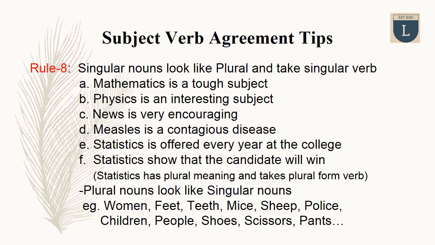Plural nouns look like singular nouns. Examples: woman, feet, teeth, mice, sheep, police, children, people, shoes, scissors, pants. They look like singular nouns, but they're all plural nouns. Woman, feet, children, people, mice are all very important. So you need to understand how they are being articulated. These are plural nouns, but they look like singular. Since they are plural subjects, we need to use a plural verb.